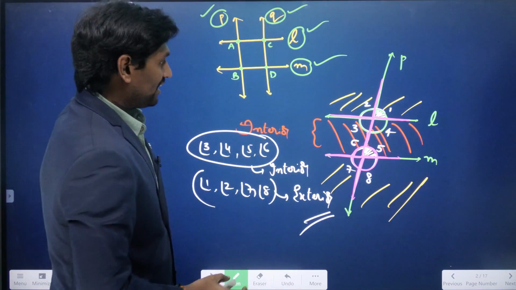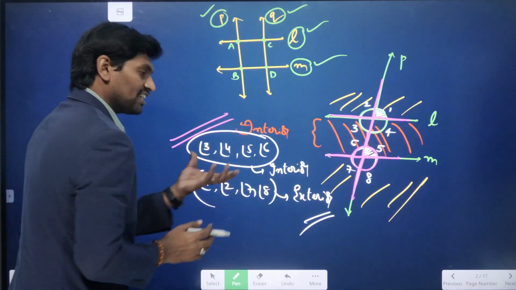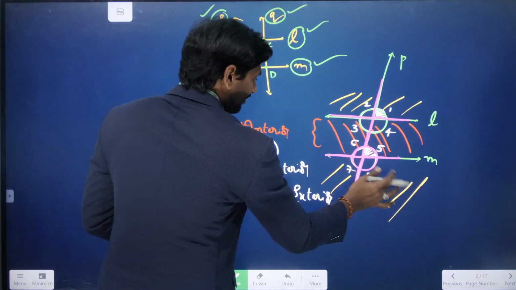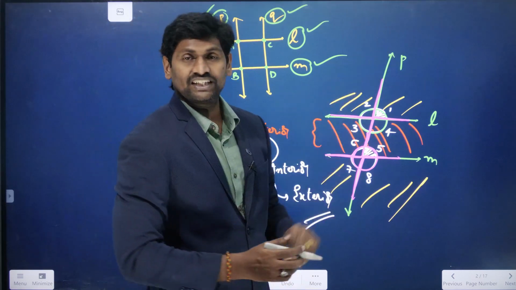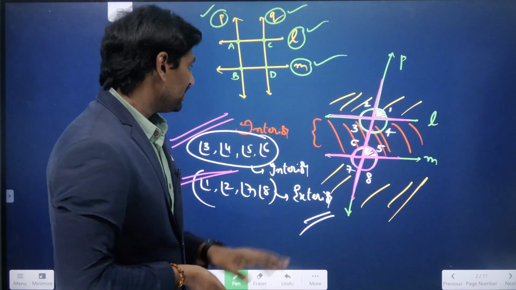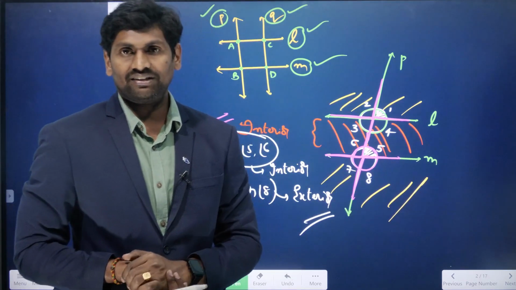From these 8 angles, 3, 4, 5, 6 are interior angles. Same way, 1, 2, 7, 8 are called exterior angles because they are lying in the exterior part. 3, 4, 5, 6 are lying in the interior part, so we can call them interior angles. And 1, 2, 7, 8 are called exterior angles.